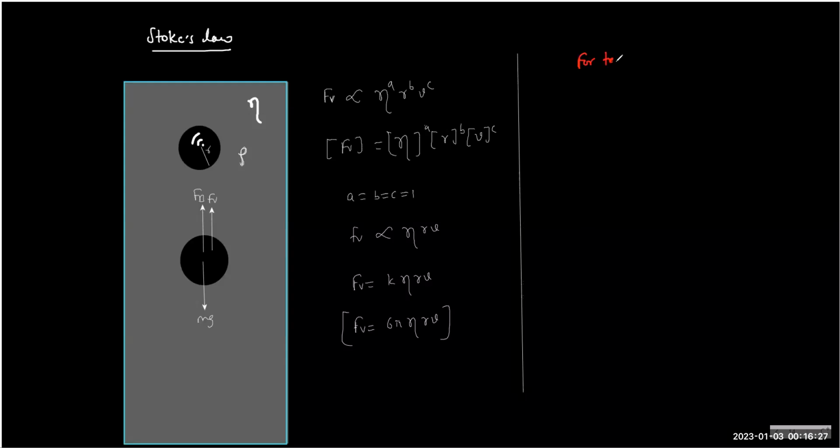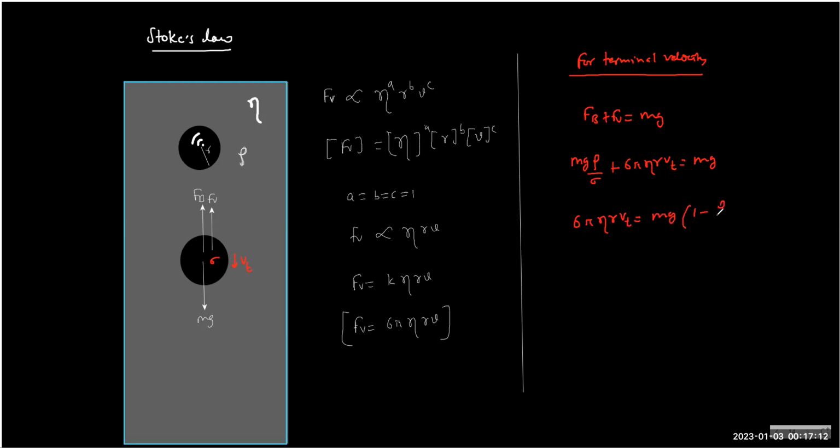So for terminal velocity, what do you write here? All forces are balanced. So let's say it is moving with some velocity v_t as terminal velocity. The buoyant force is V rho g, which you can write as, let's say density of liquid is rho, m g rho by sigma. So 6 pi eta r v_terminal plus m g rho by sigma equals m g. 6 pi eta r v_terminal is m g common, 1 minus rho by sigma. Sigma is the density of the steel ball or the dust particle or the liquid drop.